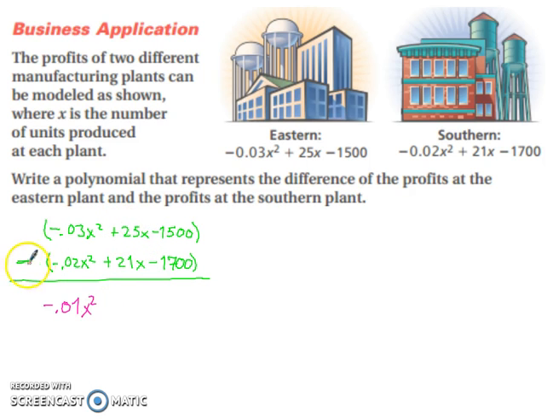And then we have 25x minus positive 21x, which leaves us with 4x. And then we have negative 1,500. So don't forget that negative sign there. So negative 1,500 minus negative 1,700. So minus a negative is like adding a positive. So therefore, we have negative 1,500 plus 1,700. Once again, we're adding the opposite, so we're adding a positive in here, and that gives us positive 200.